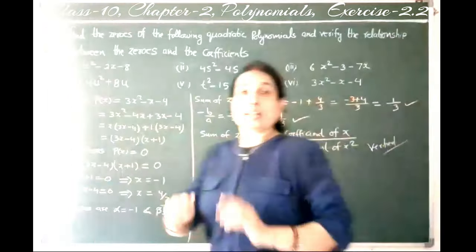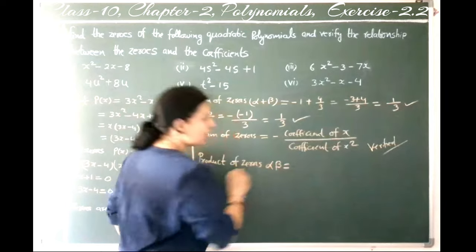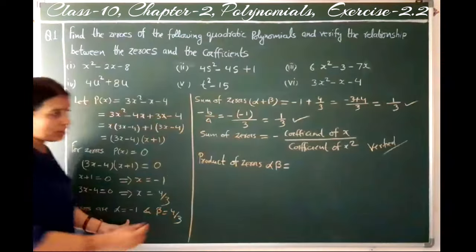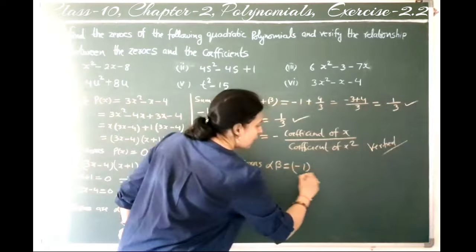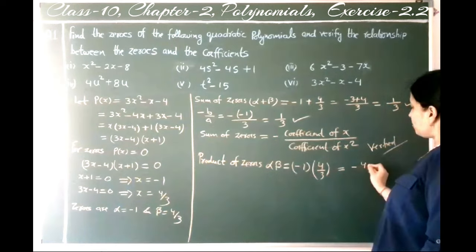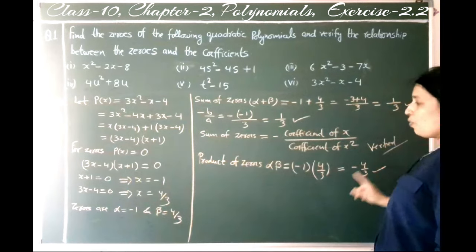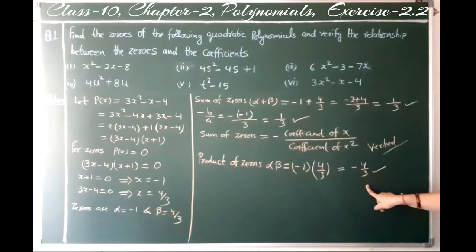So right here product of zeros. Product of zeros, that means alpha into beta. Alpha is equal to -1. So write here -1 and beta is equal to 4 by 3. So write here 4 by 3. Multiply these, we get -4 by 3. Now we have product of zeros -4 by 3.